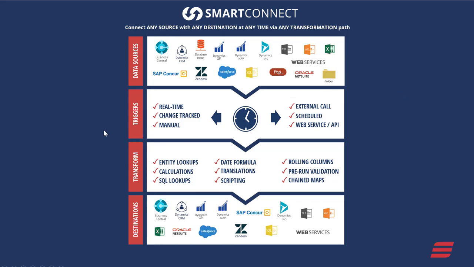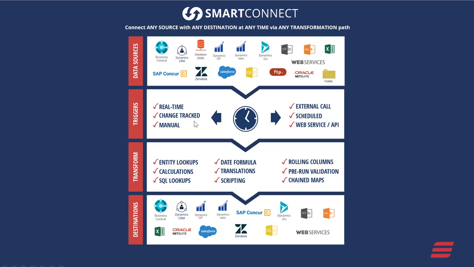Okay, now the second layer talks about triggers, and that's basically how do I call a SmartConnect process. So I can do it with things like Dynamics GP and SQL Server, CRM, Salesforce, I can build real-time integrations. So what does that mean? I can save my customer and I can have that customer automatically update the account record in Salesforce.